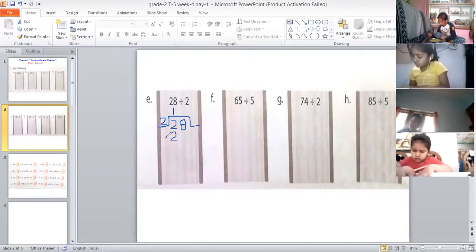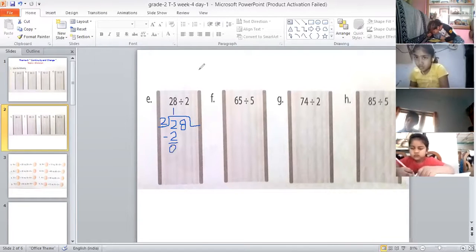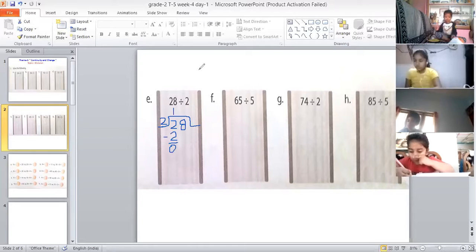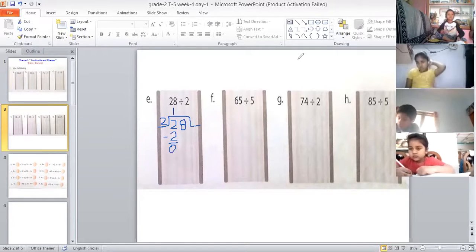That 2 minus 2, how much? 0. That's correct. So we'll draw a line here and we'll write here 0. Okay. Thank you, Zaid. Fine. Ashrita, tell me what we'll do next.